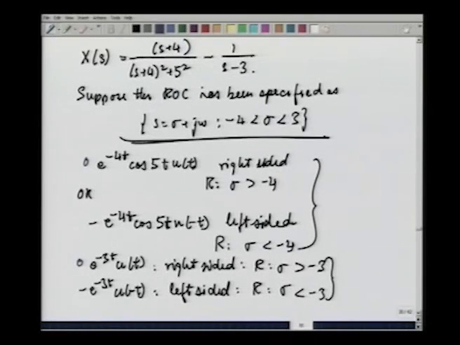Next, you can consider the first possibility of this combined with the second possibility of the second one. If we did this, we have a sum of a right sided function and a left sided function to get a two sided function. But what would its ROC be?